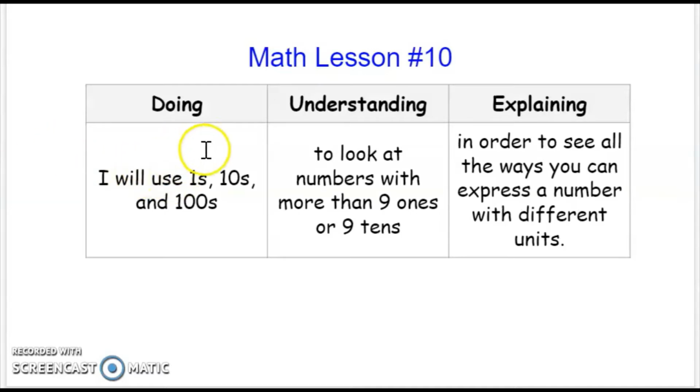I will use ones, tens, and hundreds to look at numbers with more than 9 ones or 9 tens in order to see all the ways you can express a number with different units. And remember, my friends, ones, tens, and hundreds, those are all different units. They're place values, but they're also units. Let's go straight into our teacher model.